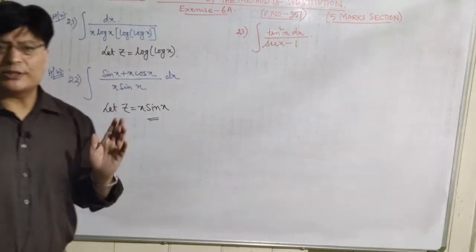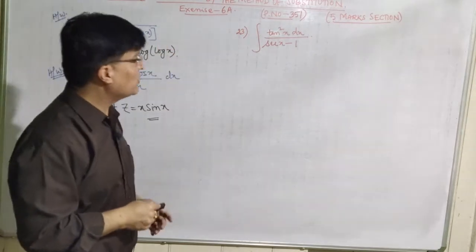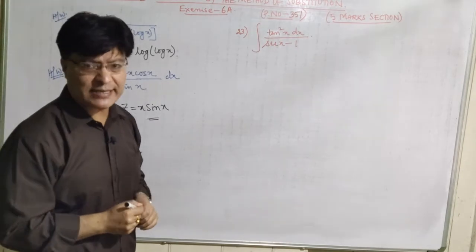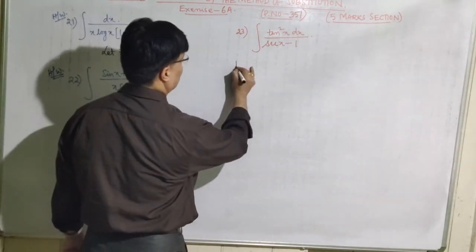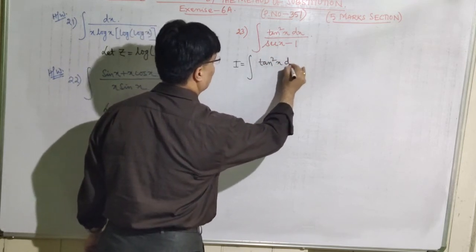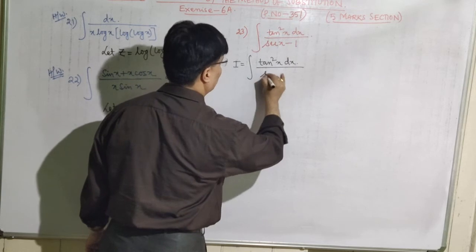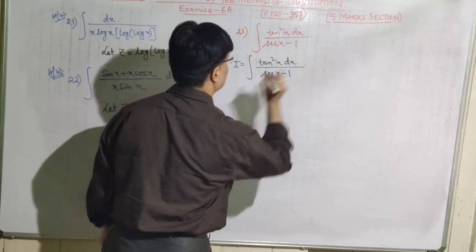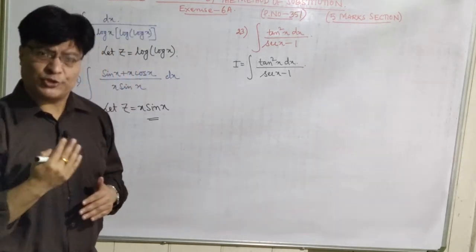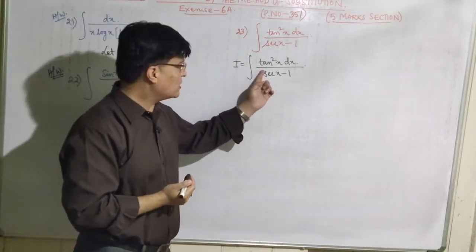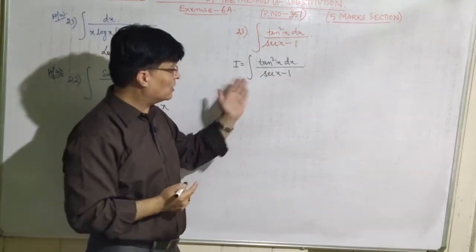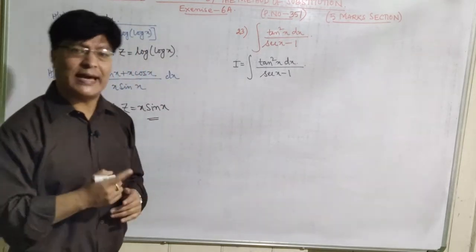So now let's do this question number 23. We have to evaluate integral of tan square x dx divided by sec x minus 1. So let us assume I is equal to integration of tan square x dx divided by sec x minus 1. Okay. Can you do the method of substitution directly here? What is the differentiation of sec x? It is sec x tan x, but it's not tan square x.